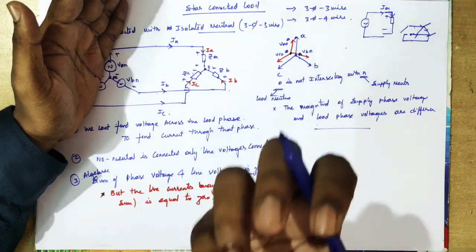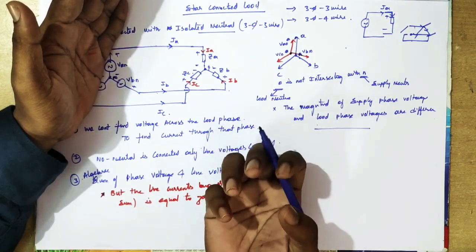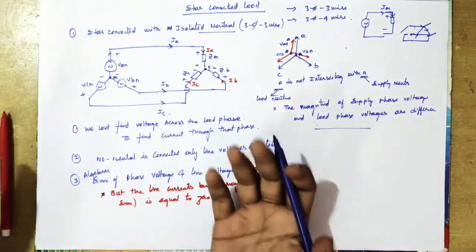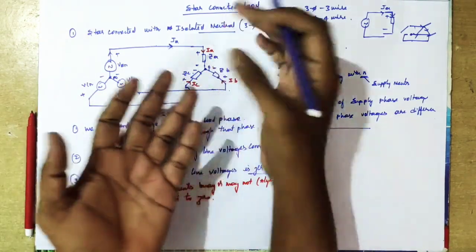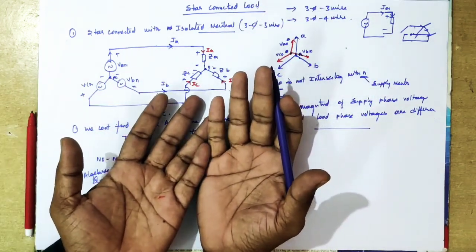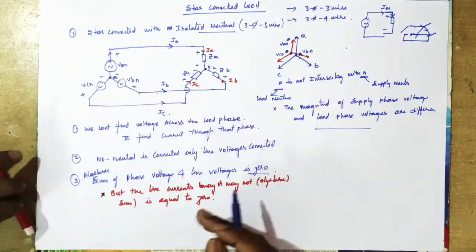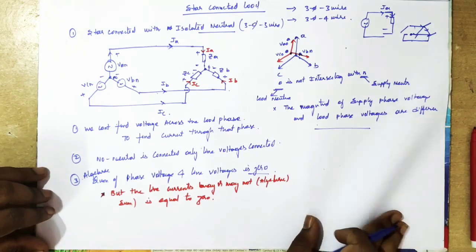So in finding the load currents IA, IB, IC, what difficulty do we face here? To find IA, we need the voltage across this, but we don't know how to find the voltage across that. That is the main thing. Now we'll discuss how to find the load current IA.